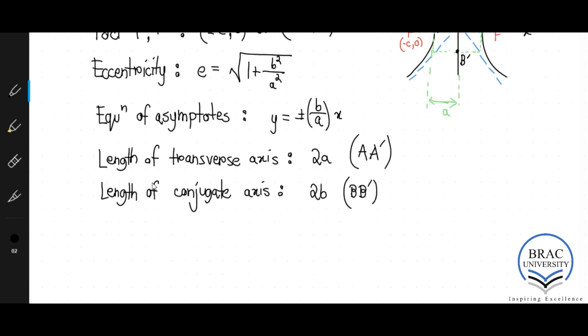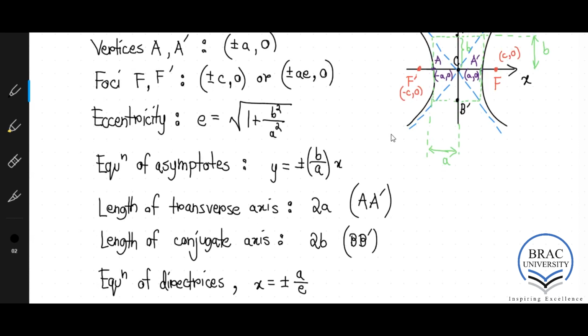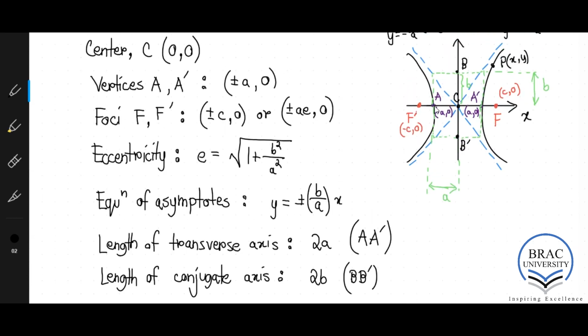There are a few more interesting parts that you can talk about. For example, like before, the equation of the directrices. We have two of the directrices here. These are, so x is equal to plus or minus a over e. Now, why is that so? Let's have a look at this. And a is here, and e is greater than 1, right? So the directrix is something like this.